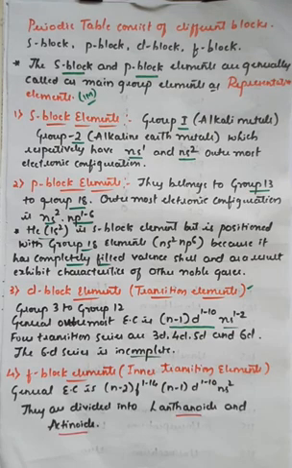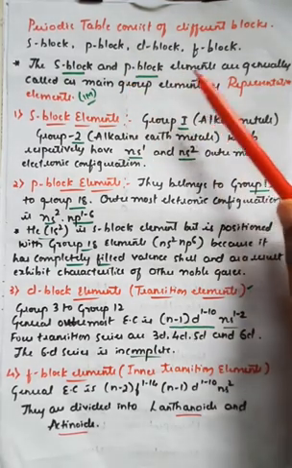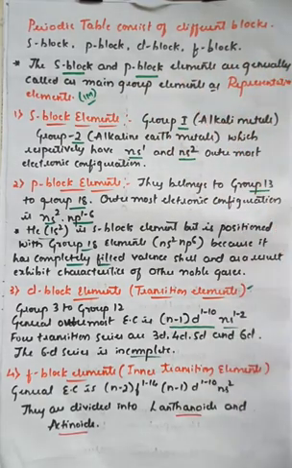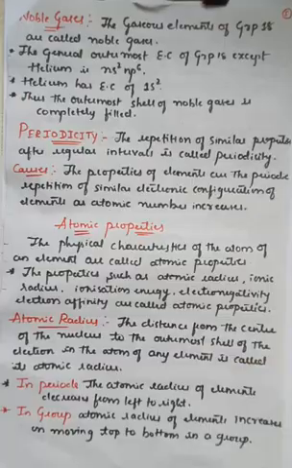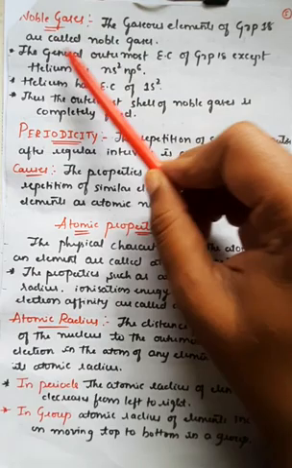And the most important 1 mark question in this is: the S and P block elements are generally called main group elements, and there is another name for that, called representative elements. And there is another class of elements in the periodic table. These are generally called noble gases, right?